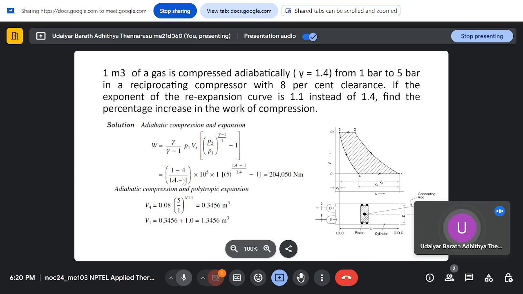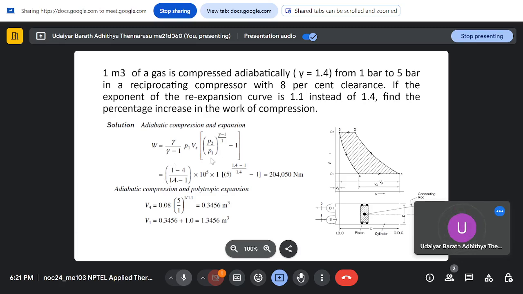So substituting the values here, 1.4 divided by 1.4 minus 1, into your inlet pressure, which is 1 bar, so 10 power 5 kilopascal, into your gas compressed, which is 1 meter cube, so V is 1, into your pressure ratio, which is 1 bar to 5 bar, so 5 by 1 is 5, raised to gamma minus 1 by gamma. So this comes out to be 204050, or 204.05 kilonewton meter. So that is the work which is done for the adiabatic compression.